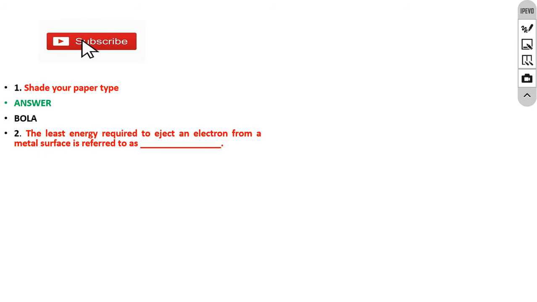I move to the second question. The least energy required to eject an electron from the metal surface is referred to as work function. The least energy required to eject an electron from metal surface is known as work function.